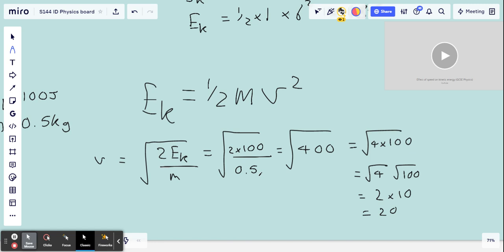Remember what the unit is? We're doing velocity, so meters per second. So that would be the answer in that case. Okay.